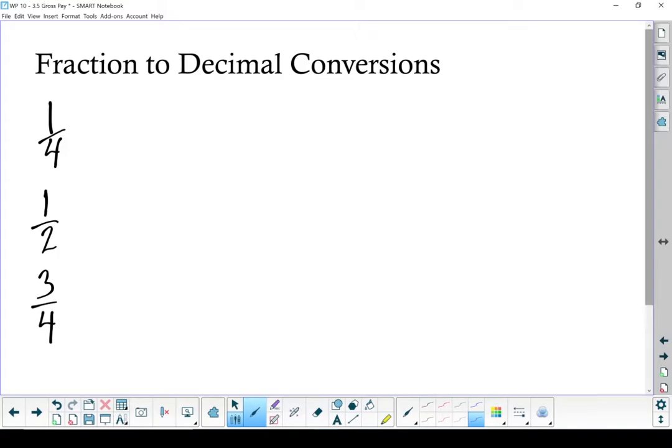Quick little thing I'm going to expect you to be able to do. You need to be able to take these fractions and convert them into decimals. You just have to have these numbers memorized. You should not need to reach for a calculator to calculate these. 1/4 is 0.25, 1/2 is 0.5, and 3/4 is 0.75. Just know those ones.